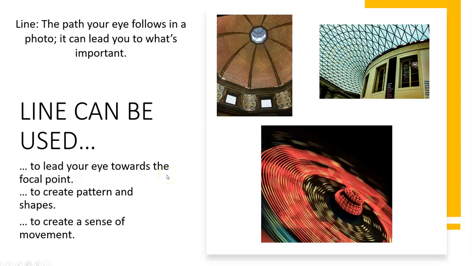And finally, lines can be used to create a sense of movement, which we see very clearly in this picture at the bottom. Even though this is a still image, because of the way that the lines look, it almost seems as if the picture is moving. So we use those lines to create movement. Please make sure that you have everything that you see on the screen copied into your notes, and once you've done that, you can move on.